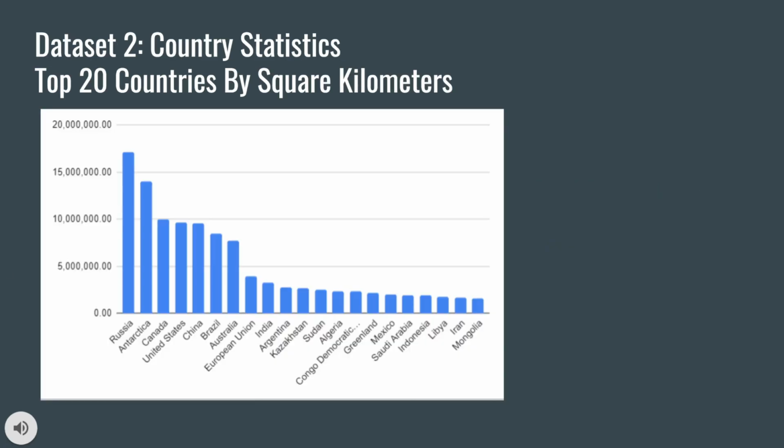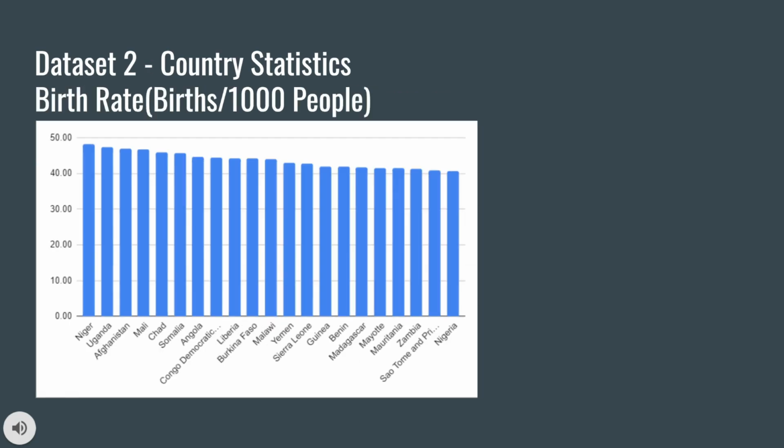This is the first example data set, which shows the top 20 countries by square kilometer size, the highest being Russia, and the smallest in this data set being Mongolia. The second example bar graph shows the birth rate, which is the amount of births per 1,000 people per year. The highest is Niger with nearly 50, and the lowest in this bar graph being Nigeria.